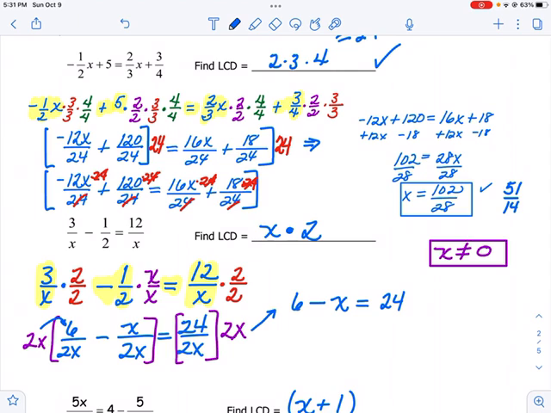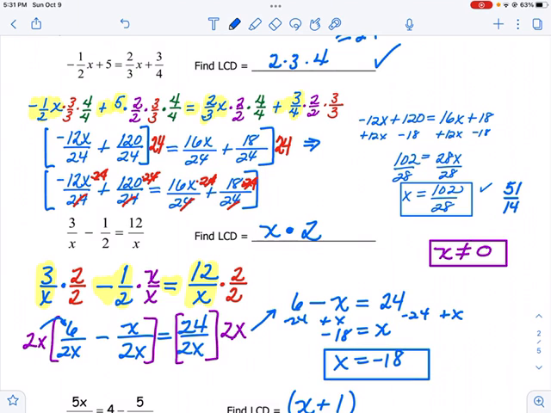So when you solve 6 minus x equals 24, you can add x to both sides and subtract 24 from both sides. So we get x on the right-hand side, then 6 minus 24, which is negative 18. So x is equal to negative 18, and it's not a constraint, not a value that we have to worry about. So we're good to go.